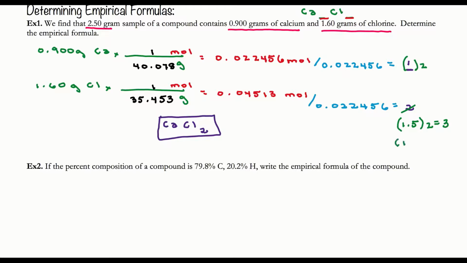Okay? What if I have 1.33? Right? I have 1 and I have 1.33. Well, I could multiply 1.33 by 3, right? Because 1.33 times 3 gives me 3.999, which gives me 4. And this would give me 3.